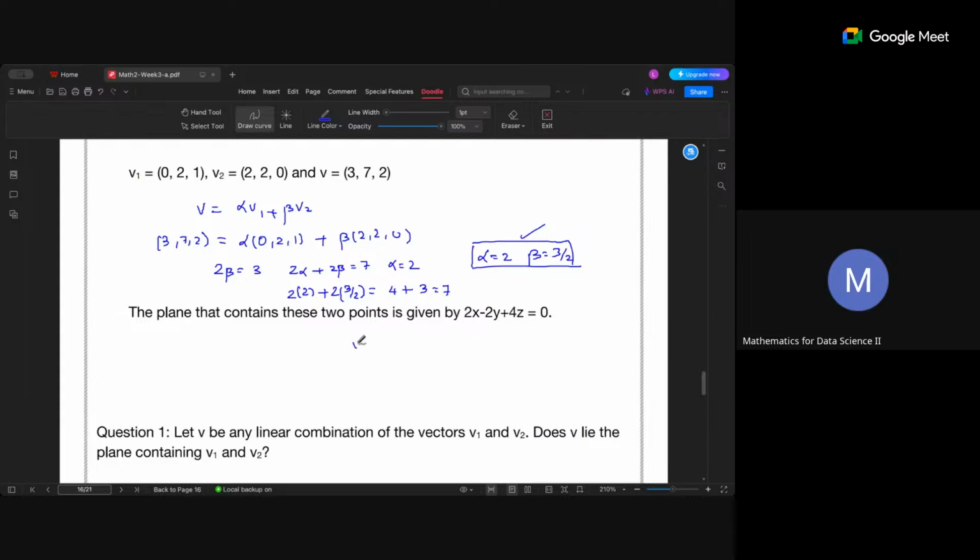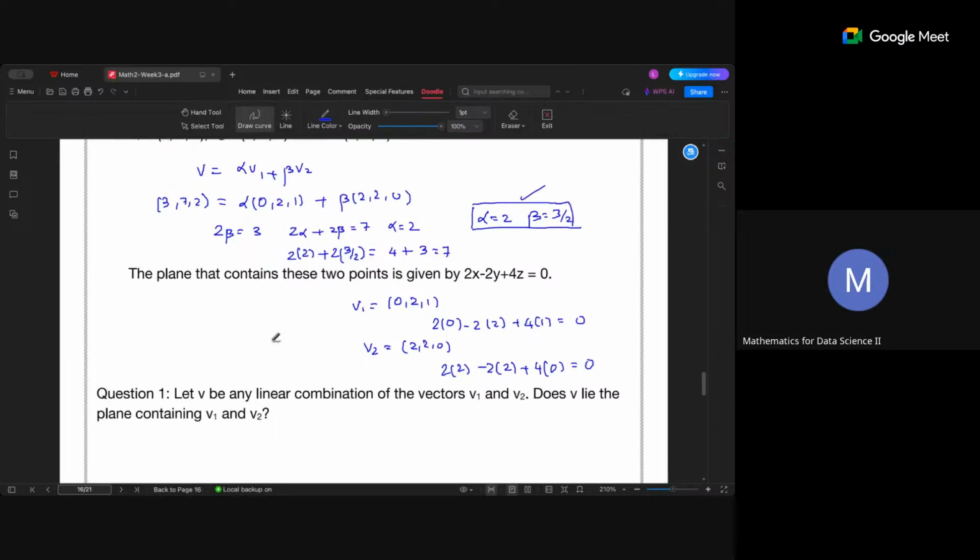Because you see that v1 is (0, 2, 1), and 2 times 0 minus 2 times 2 plus 4 times 1 is 0. Same way v2 is (2, 2, 0). So 2 times 2 minus 2 times 2 plus 4 times 0 is again 0. So v1 and v2 belong to this plane, right?